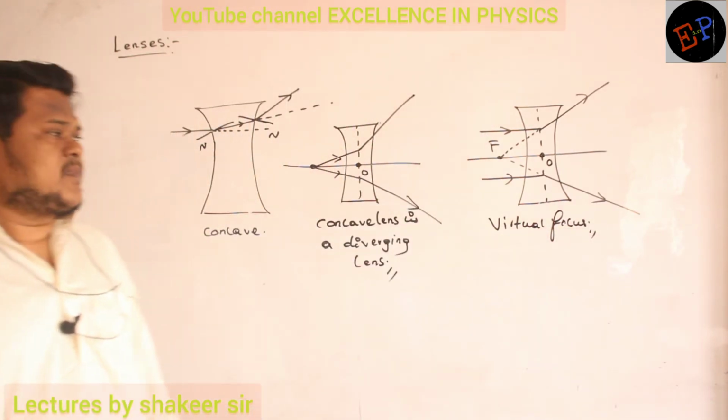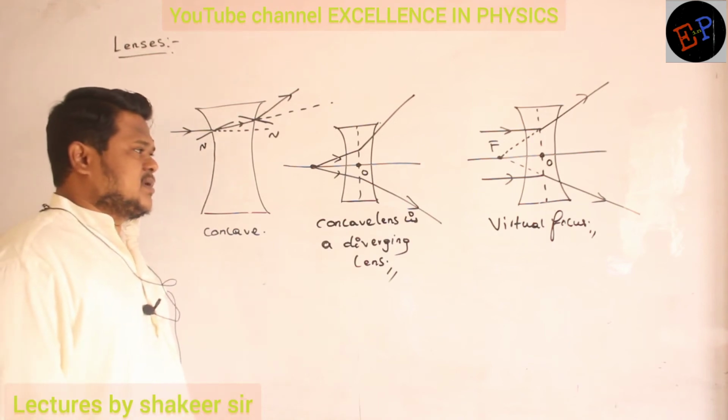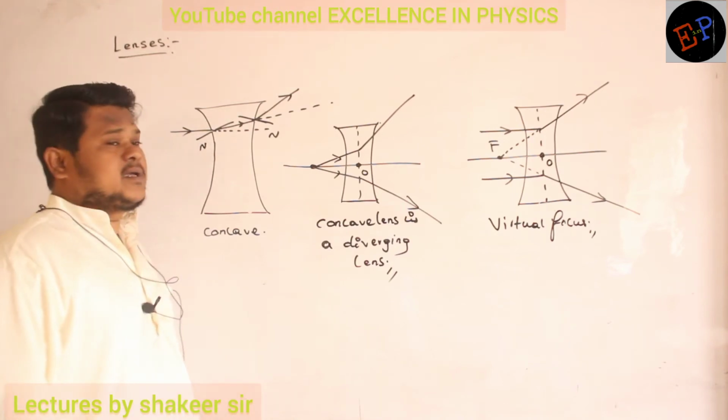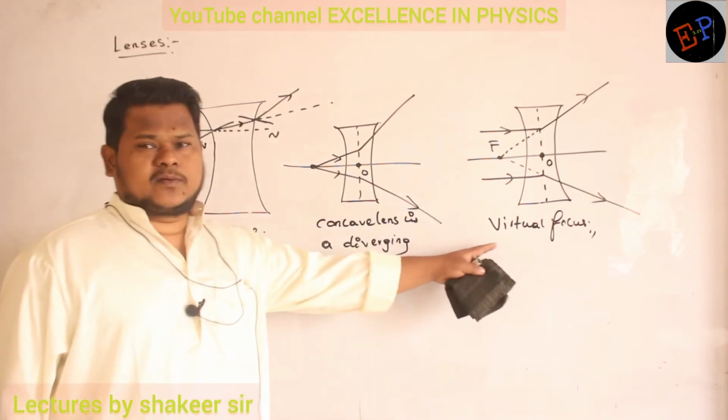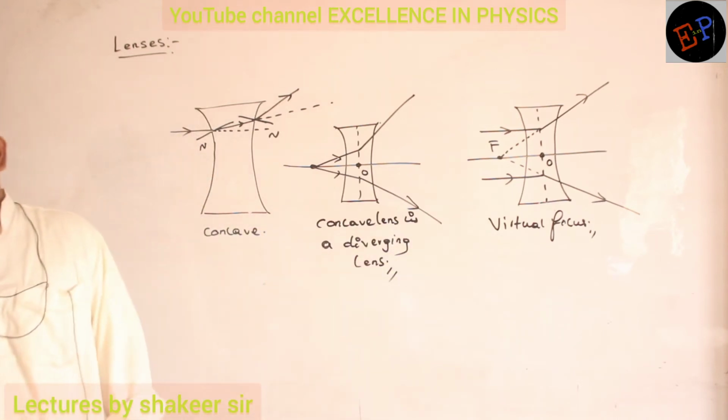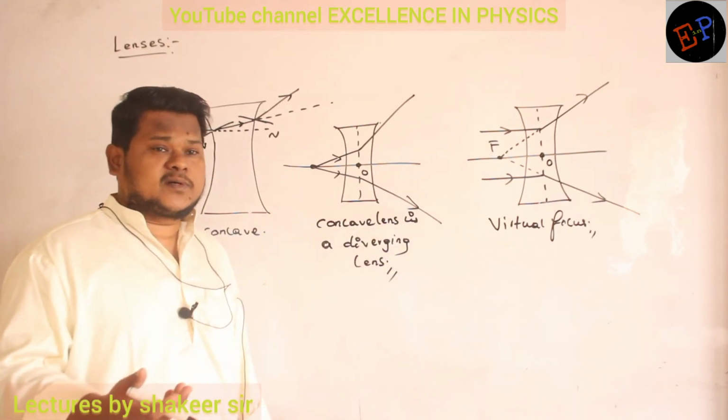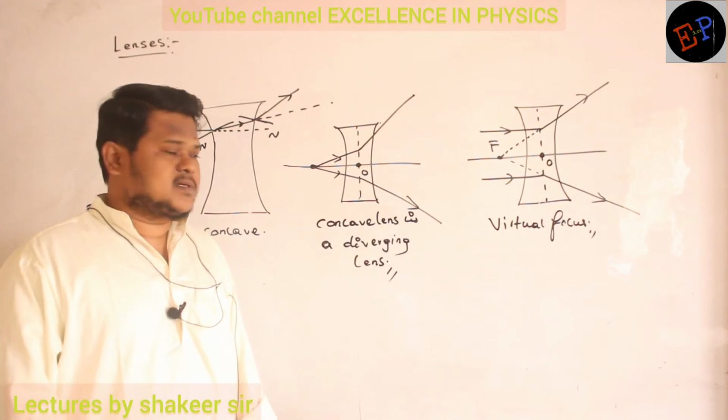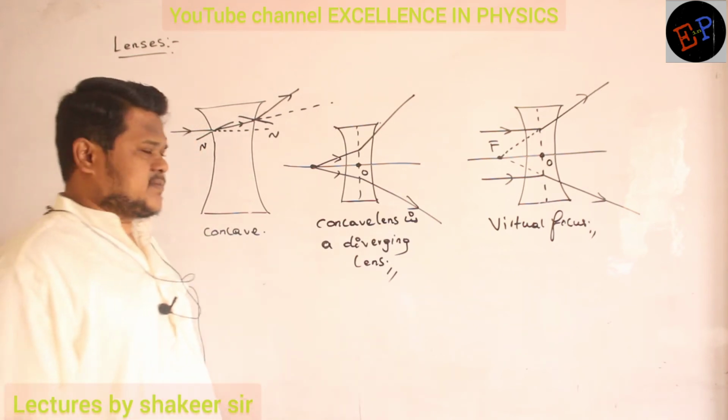Are you able to understand? Virtual focus. So therefore what I say, all concave lenses, they will form virtual focus. And all convex lenses, they will form real focus. That's the difference between concave and convex.